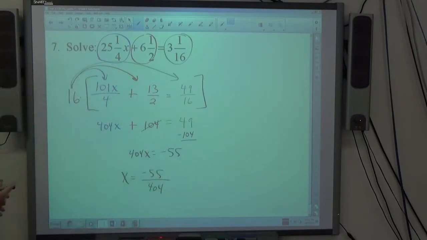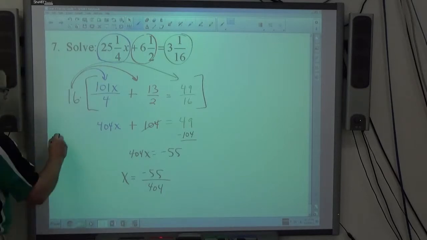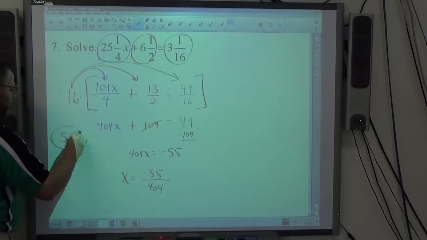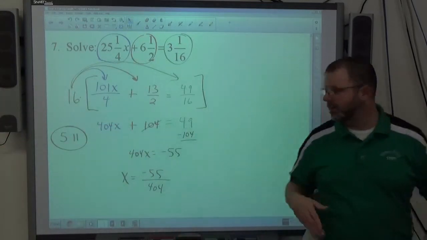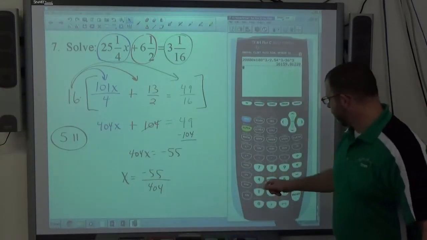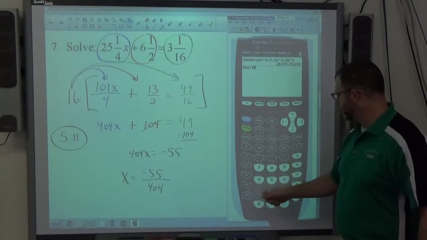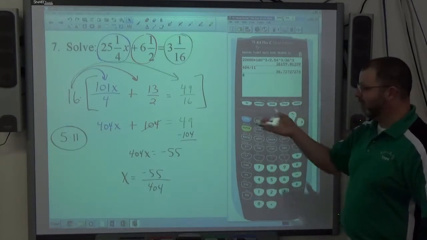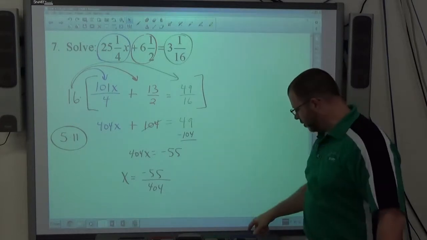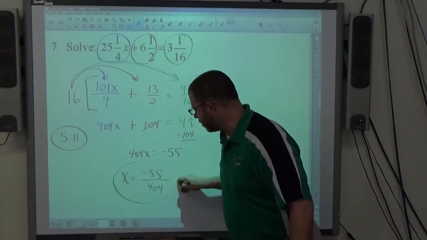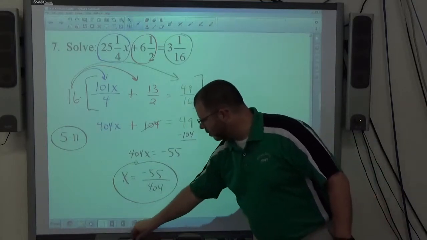Again, considering the possibility, can I reduce this fraction? If you take the smaller number, reduce it to prime numbers, 5 and 11, you simply have to see if either one of those prime numbers divides into the bigger number. So 404 divided by 11 does not divide evenly, and obviously doesn't divide by 5 because it doesn't end in 0 or 5. So it's not reducible, so that is the best answer. Always reduce fractions to lowest terms.